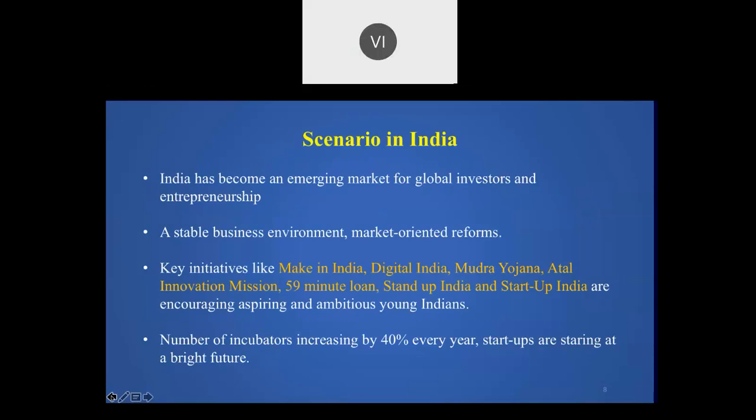So this is the scenario in India. If you look at the present scenario, India is an emerging market, and global investors are looking to India to start their own ventures. There are multiple benefits for you. You can start a domestic startup, and at the same time, since many multinational companies and global investors are looking at India, you can become a franchise for them and become a part of that business.